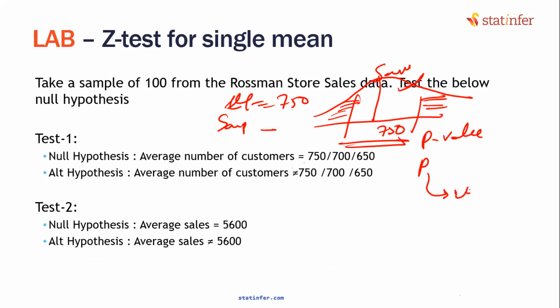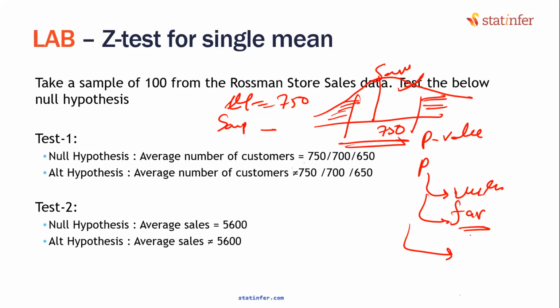If the p-value is very less, very small, what does that mean? The expected value and our value are very far. If the expected value and our value are far away, then are you going to accept or reject the null hypothesis? You expect it to be somewhere, but it is very far. So are you going to accept or reject?